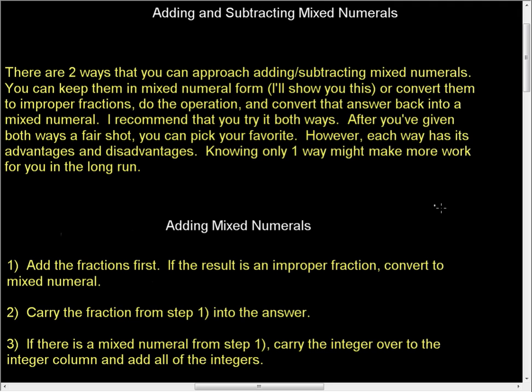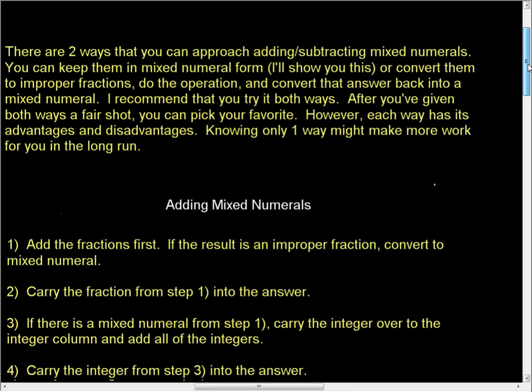The idea is that you take at least these two ways, and then once you know how to do both, you choose which one you want to use, and each one has its advantages and disadvantages. So the only way you'll ever know how to do that is if you know both.